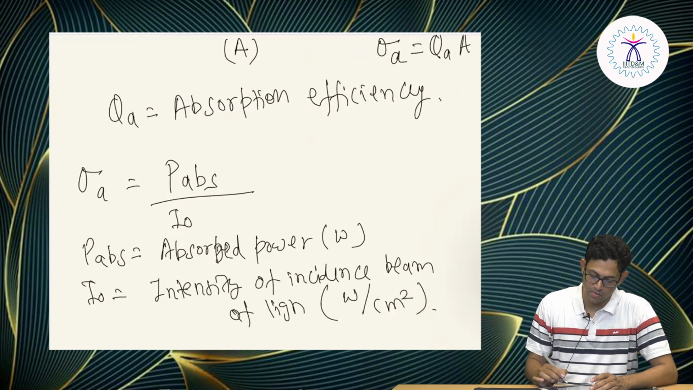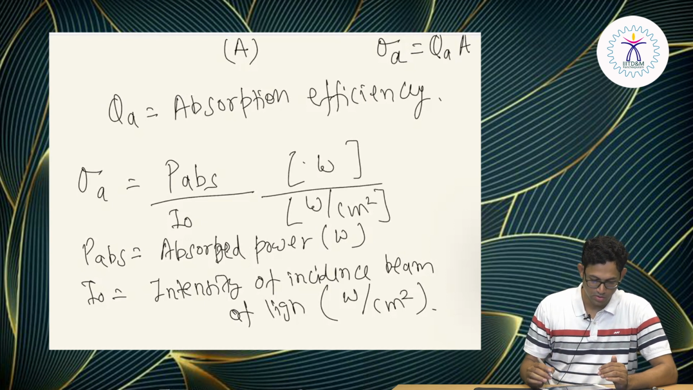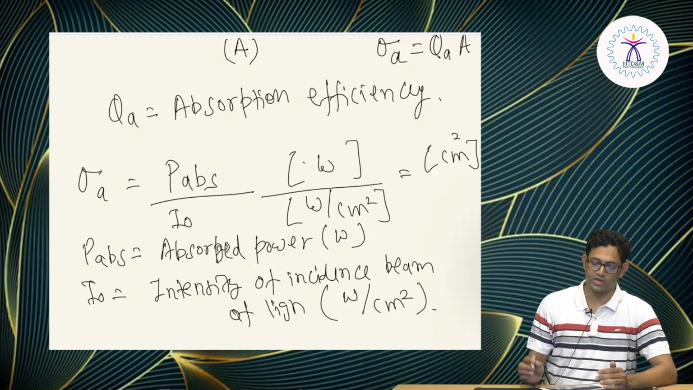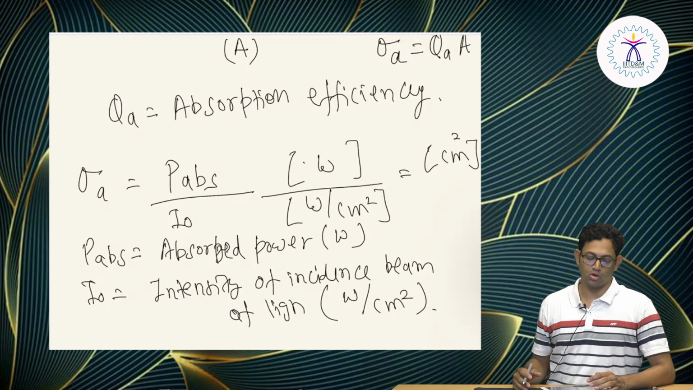So if you see, the power is in the order of watts, and this one is watts per centimeter square. If you work this out, you will see that it actually makes sense, because this effective cross section area is also in the order of centimeter square. This will become more clear once we do some examples to find the absorption cross section, the effective cross section for a particular diameter.